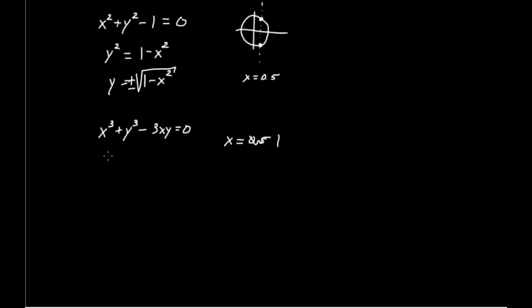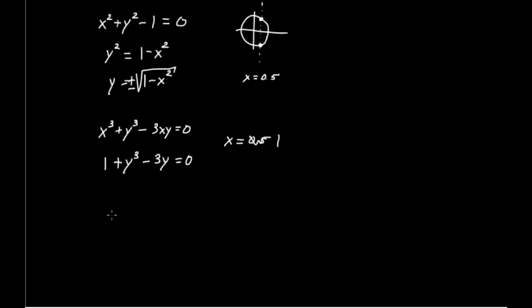Now, what does that calculation entail? I substitute x equals 1 into this equation. I get 1 plus y cubed minus 3y equals 0. And then I have to find what these y values are going to be. Now, I can do this. This is just solving a cubic equation. But solving a cubic is much more difficult than solving a quadratic.